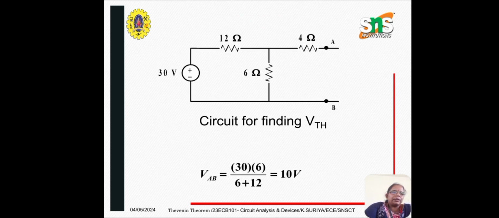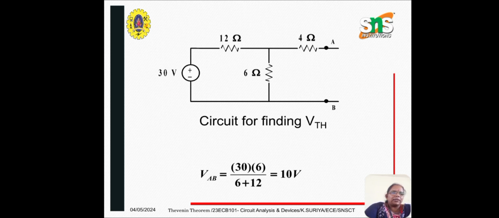So next we have to find out Vth. Vth, that is the voltage across AB, can be found using the voltage division rule: the total voltage into the corresponding resistance divided by the sum of the resistances. So voltage across AB is nothing but the voltage across the 6 ohm resistance. We can find it using the voltage division rule: 30 into 6 divided by 6 plus 12. So you will be getting 10 volts. So your Thevenin voltage is equal to 10 volts.